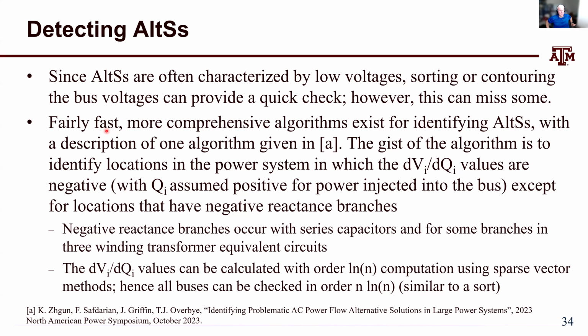Negative reactance branches in a power flow are actually quite common. They occur because of series capacitors, which are not common, but they also occur on some of the branches of the three-winding transformer equivalent circuits, which can be very common. The nice thing about this approach is if you use sparse vector methods, which have computational order of about log n, hence you can check all of these values with computational order n log n, which is similar to what you get in a quicksort. So it's relatively straightforward to check all of them.